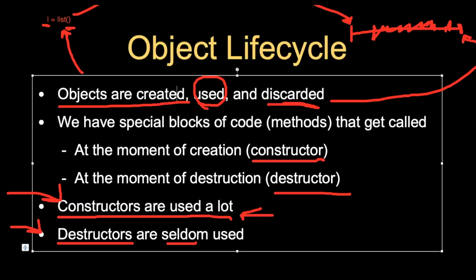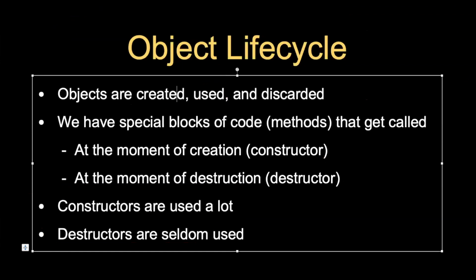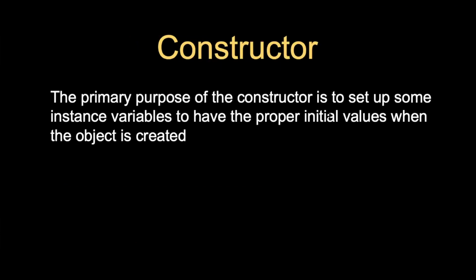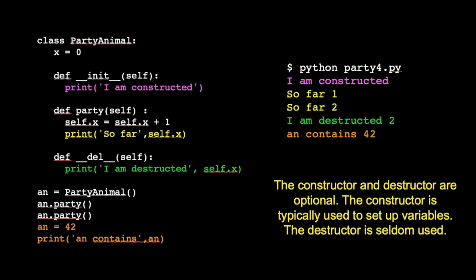Any questions about this one? All right, so the primary purpose of the constructor is to set up some instance variables to have the proper initial values when the object is created. Sure, what does that mean?